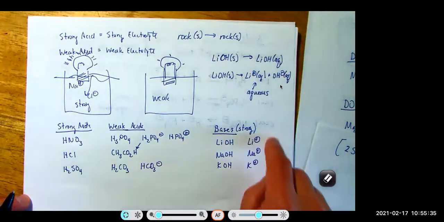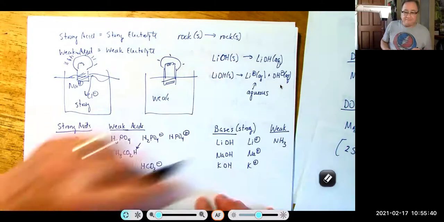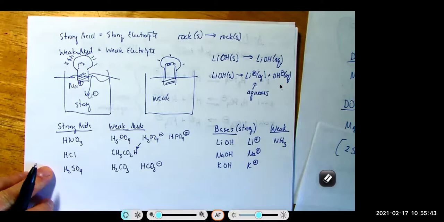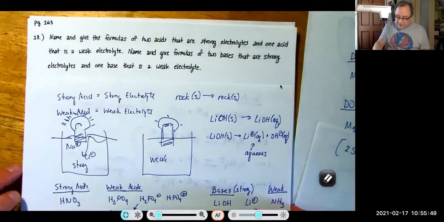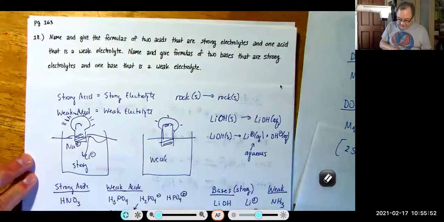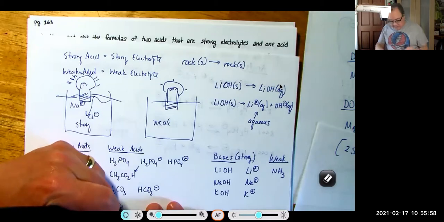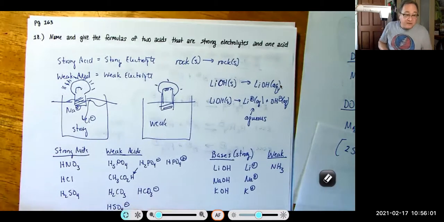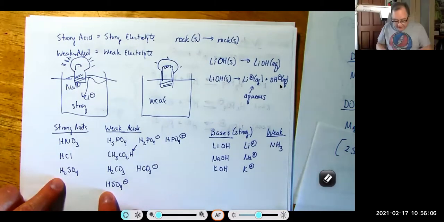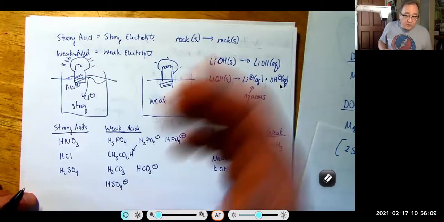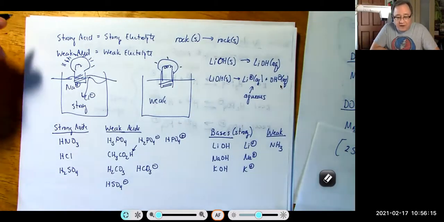So these are some strong bases, and there's only one weak base that you need to memorize, and that's this, ammonia. Okay. So in answer to this question, give the formulas of two acids that are strong electrolytes. Any one of these. Weak electrolytes, this is also a weak electrolyte. So how did I get this guy from here? You just took away a hydrogen and added a negative charge. So the deal is, if you have a strong acid that can give away more than one proton, once it gives away that first proton, it then becomes a weak acid forever.